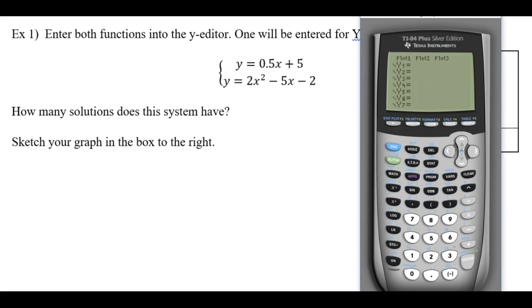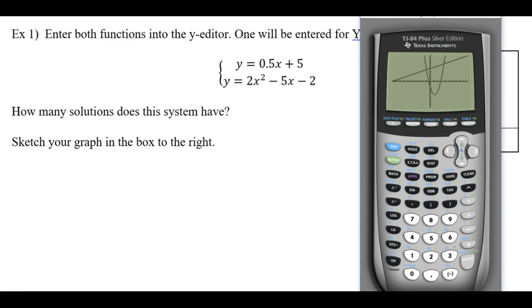So for y1, let's put our first equation: 0.5x plus 5. And for y2, our second equation, we're going to put this quadratic equation: 2x squared minus 5x minus 2. So we have one line, y equals mx plus b, and one quadratic with our ax squared plus bx plus c. Let's all start out at zoom 6, the standard 10 by 10 graph. So there's our line, there's our parabola.